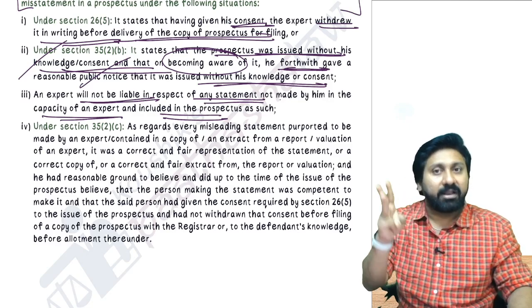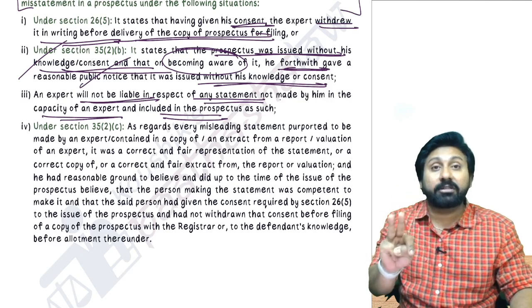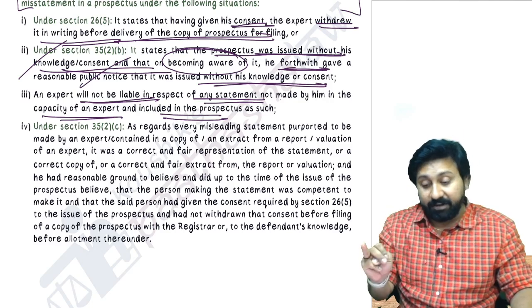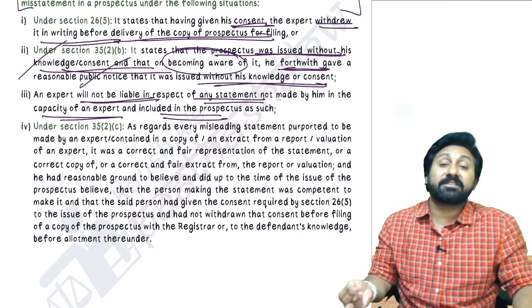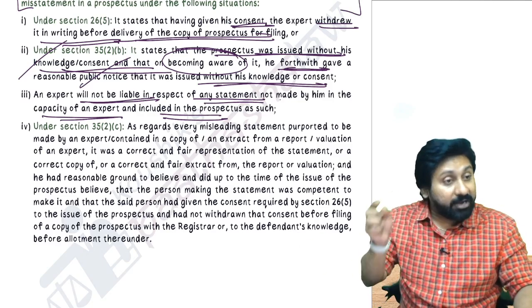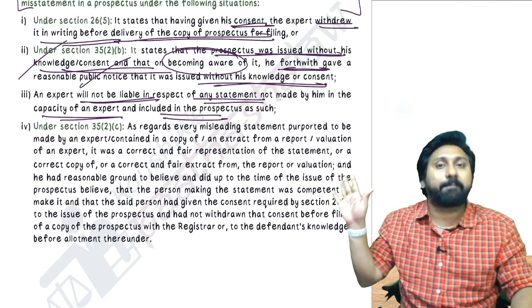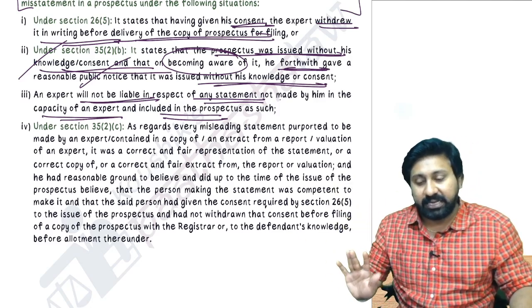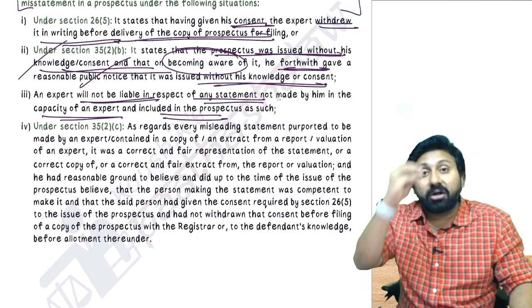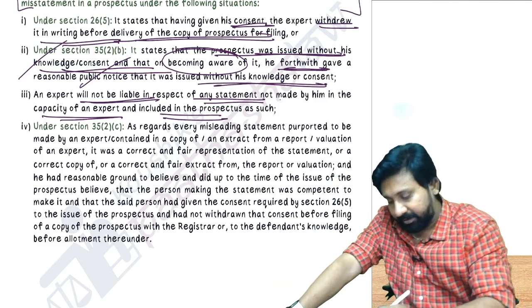When is an expert not liable? An expert is not liable if he withdraws the consent before its filing. Expert will not be liable if the prospectus is issued without his knowledge and, upon becoming aware, he immediately gives a public notice that it was issued without his consent. And the third one, it was not made by him in the capacity as an expert.